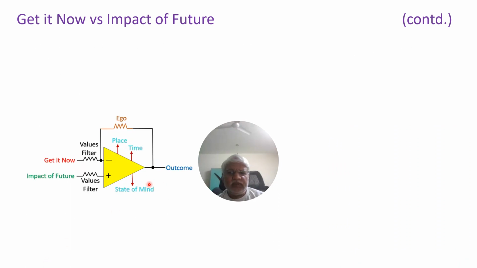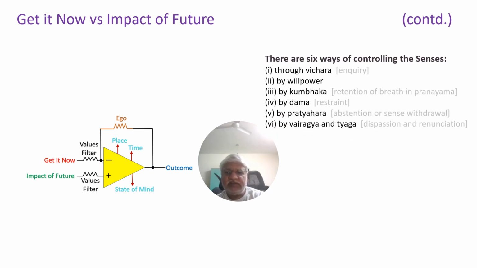So these value filters are the ones which are mainly controlled by the senses. Okay, so if you see, there are 6 ways of controlling the senses. Actually, there are more, but here we are listing only a few of them.